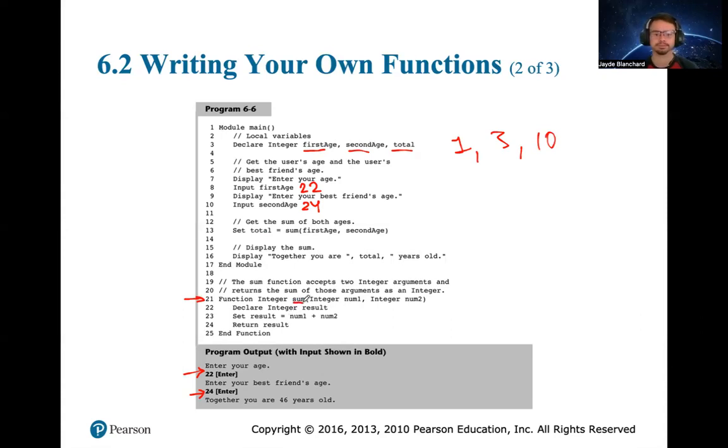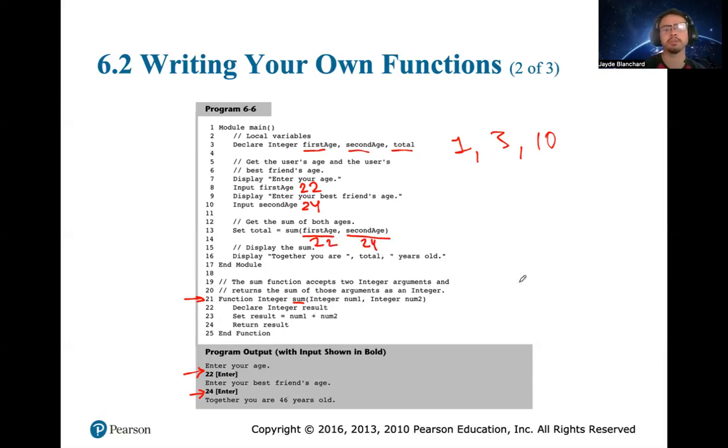Then this sum is just a name. You can choose whatever name you want. In this case, they chose sum. And inside of the parentheses, we're specifying that we want to send 2 integers into our function. So whatever we're sending into this function is going to be used for calculations. In this case, we're sending first age right here and second age. So technically, we're sending 22 and 24 right here.